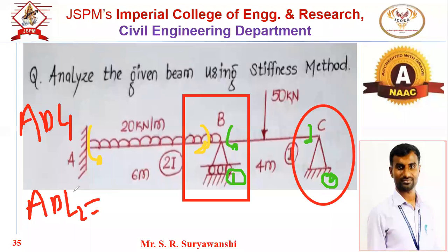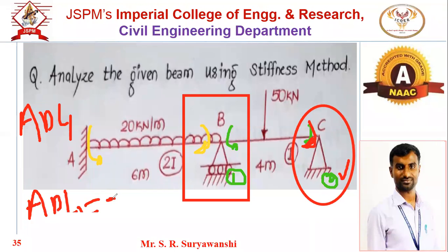Plus or minus? Yes. See, this is the second node. This is the fixed end movement. There is only one movement, and it is clockwise. That's why minus. And what is the formula?